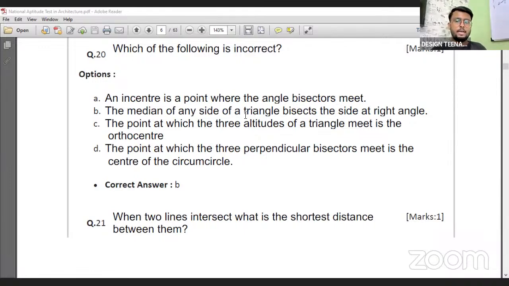The median of any side of a triangle bisects the side at right angle. What do you mean by the median of any side of a triangle? The center point of that side. So it's telling the median of any side of a triangle bisects the side at right angle. Is it right or wrong? Wrong. So how wrong? Quickly give an explanation. It's already given in the answer that it's wrong, but how? Quickly give an explanation to that.